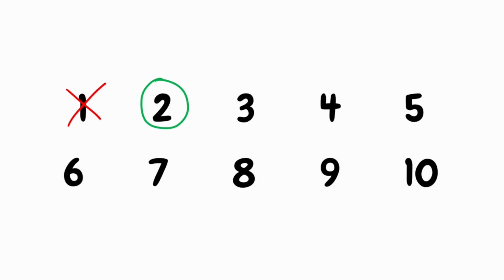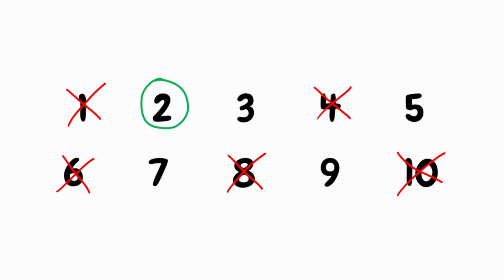2 is also the only prime number that is even, because every other even number after 2 would also have a factor of 2. Therefore, no other even number can be prime. Looking at the list we're working with here, we can cross out all our other even numbers. So we can cross out 4, as that wouldn't be a prime number. 6 is not going to be a prime number, nor is 8. And 10 isn't going to be a prime number either.